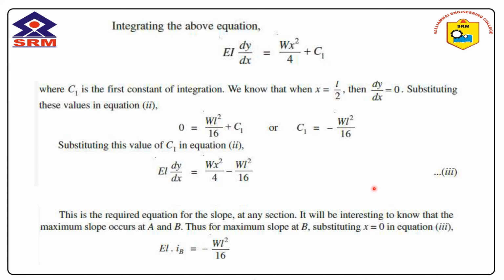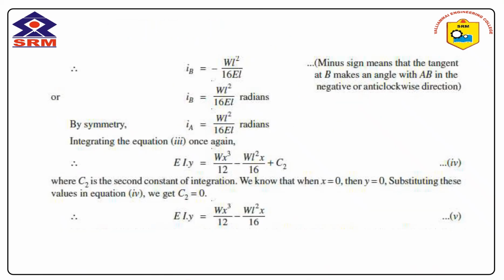It is interesting to know that the maximum slope occurs at A and B, that is at the supports. Thus, for the maximum slope at B, we need to substitute x equal to 0, because at that position the x value is 0. So EI into slope, denoted as theta B, is equal to minus WL squared by 16. This negative sign indicates the anti-clockwise direction. So for simply supported with a central point load, the slope will be equal to WL squared by 16 EI.